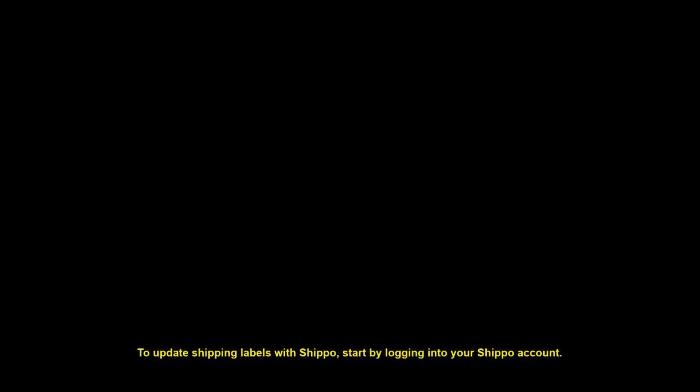To update shipping labels with Shippo, start by logging into your Shippo account. Once you're logged in, navigate to the dashboard. In the dashboard, locate the Shipments tab on the left-hand side. Click on the Shipments tab to view all existing shipments.